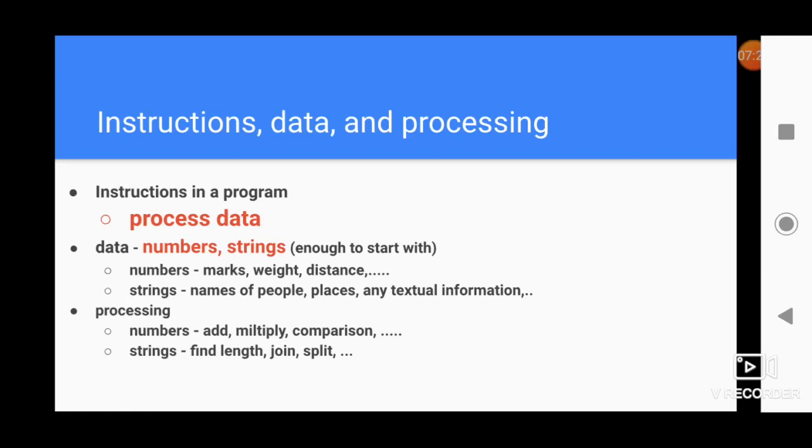Now for numbers, the processing means we can add the numbers or we can multiply them or divide one number by another or subtract one from another, or we may raise one number to a power of another. So all these are examples of numerical processing. And we may also compare some numbers from one another and see which one is greater and which one is smaller, whether the two numbers are equal or not. All these are the possibilities of processing with numbers.